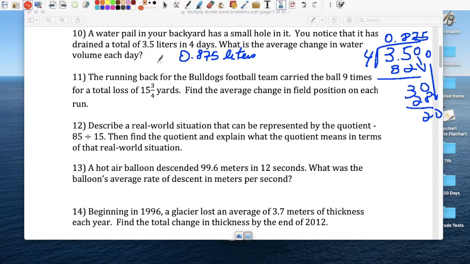Right? A loss. So if you write a loss of 0.875 liters, I would accept it. Or if you didn't write loss, you have to make sure that you write negative 0.875 liters per day, because then that would show me that you lost water, okay, instead of adding water.